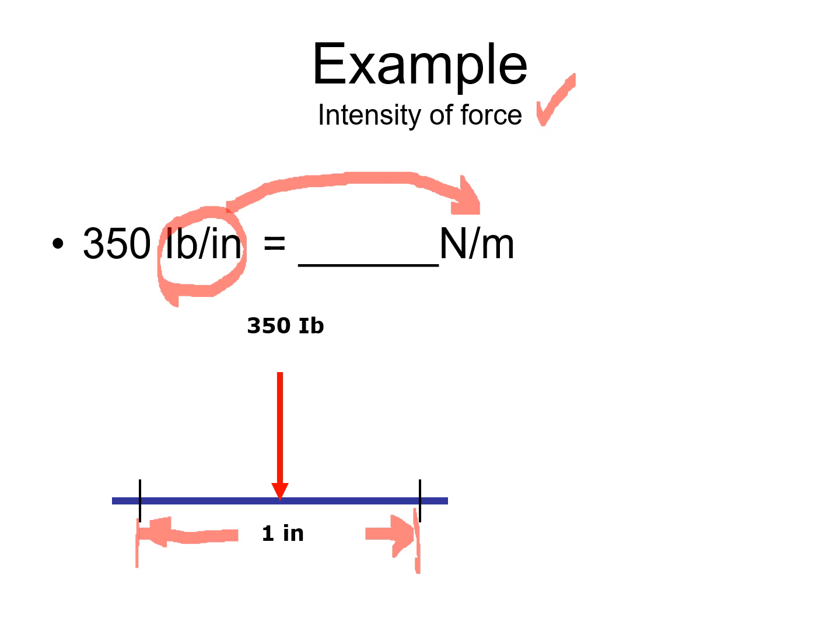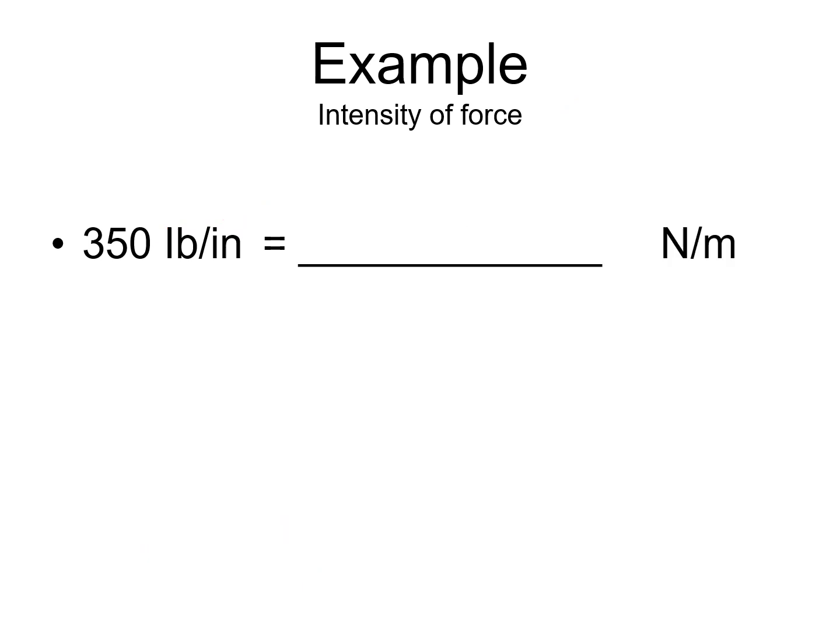Then you can convert it. So how do you do that? You convert first 350 pound to Newton. And then after you have done that, you convert 1 inch into meter. That's what you're going to do. So the answer for this is that, 350 pound multiplied by 4.4482, I convert that into Newton, and then I convert this into every inch.